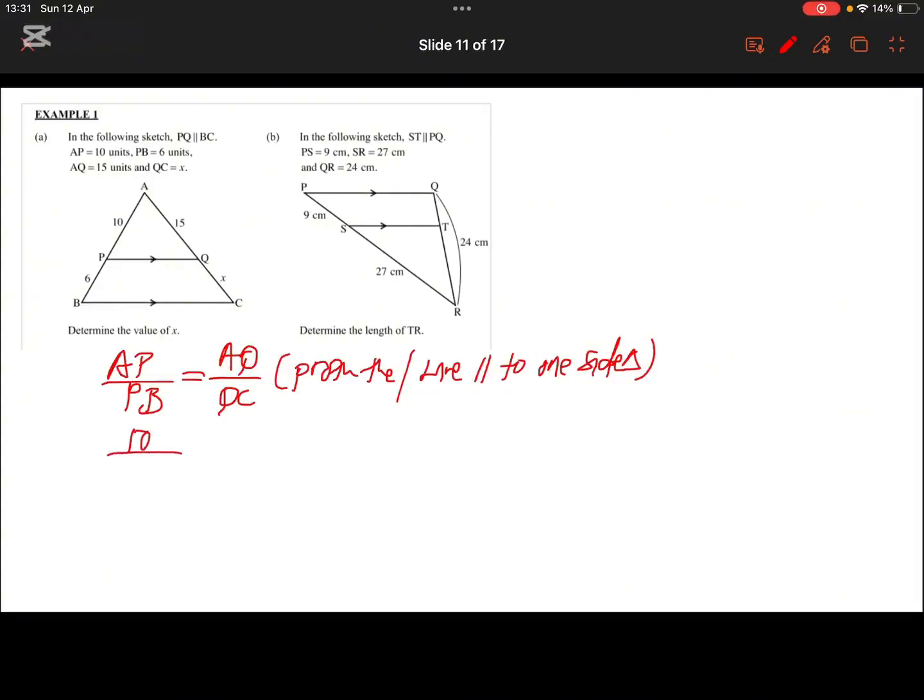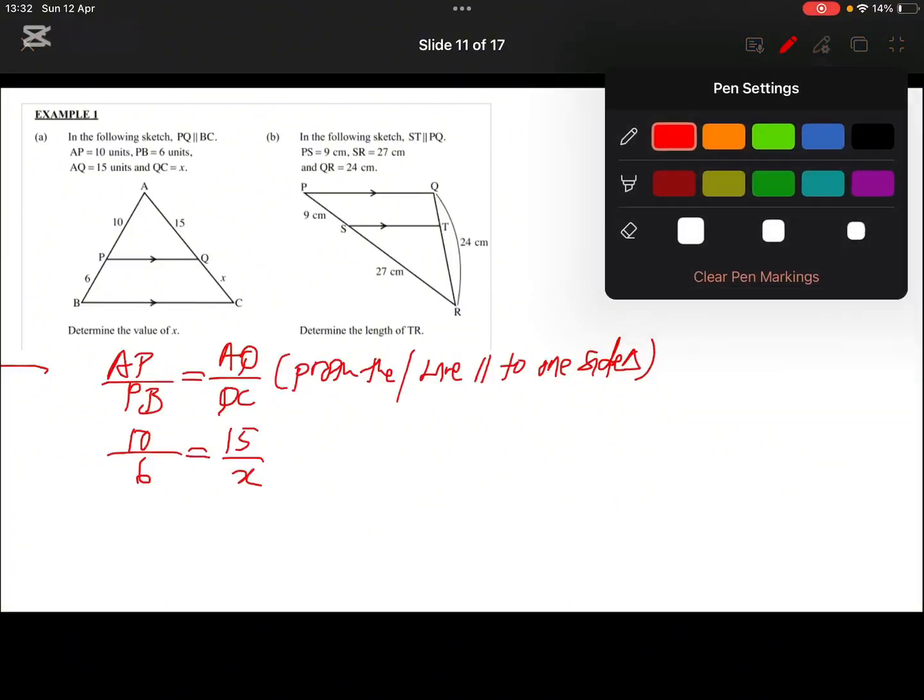And then you have your AP there, which is 10 units, divided by PB, that is 6. We're now substituting. Then that will be equal to AQ, which is 15 units, divided by QC, which is X. And remember, we are looking for the value of X. So now you're going to cross multiply.